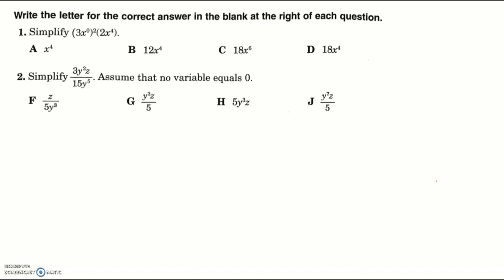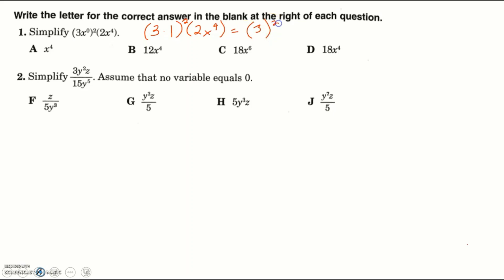When I look at that problem, I remember that, first of all, anything to the 0 power is 1. So x to the 0 power is really just 1. So instead of 3 times x to the 0 power, it'd be 3 times 1. And then don't forget the squared, to that first parentheses, that first group, times 2x to the 4th. There's nothing going on in that second group. And I'm showing a lot more work here than you probably would on your own.